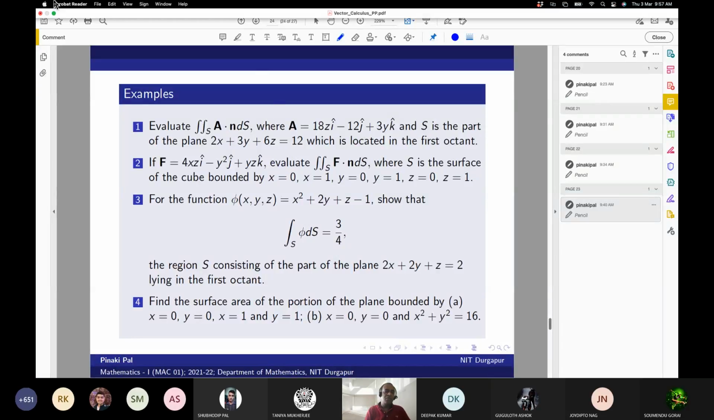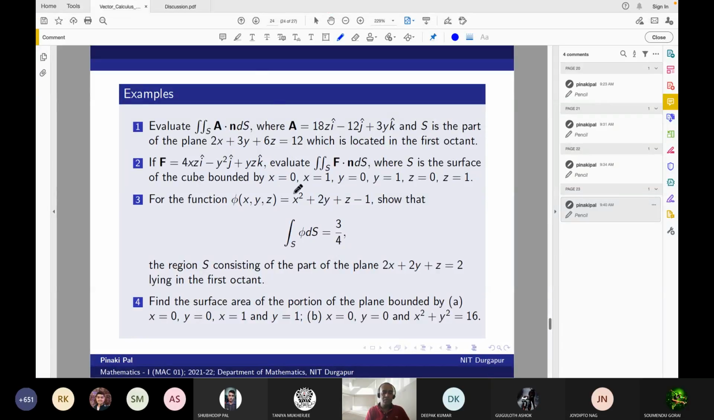Sir, can you provide answer keys of this exercise so that we can verify that? Yes, I have to work out the previous problems. Answer is also important. Yes, sir. Okay, I will provide answers. Thank you, sir.